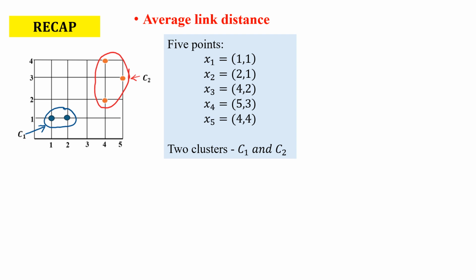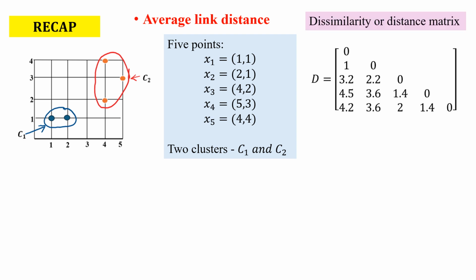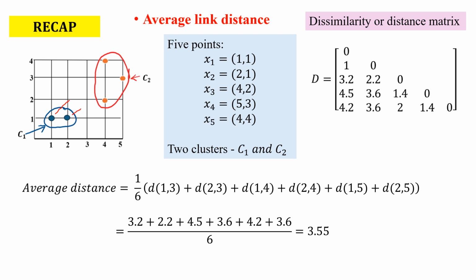We also go through an example from our previous video. We have 5 points distributed into 2 clusters. These are the points, and we have the dissimilarity or distance matrix. What is the average link distance between the clusters C1 and C2? We have to find the distances between points in cluster 1, which are points 1 and 2, and points in cluster 2, which are 3, 4, 5.